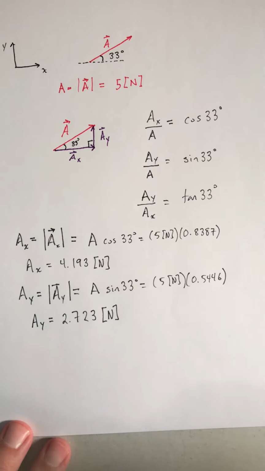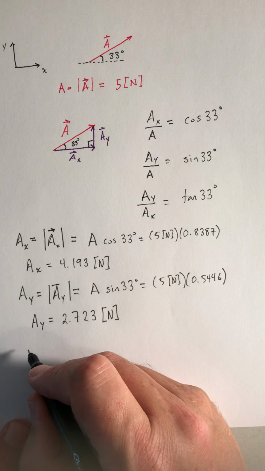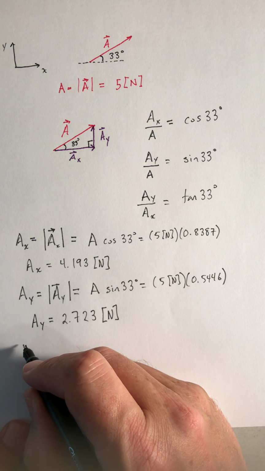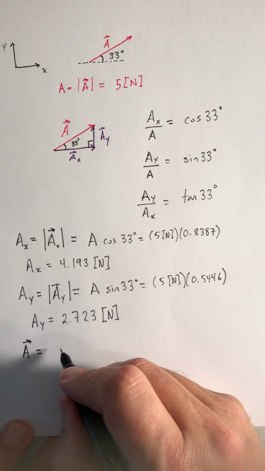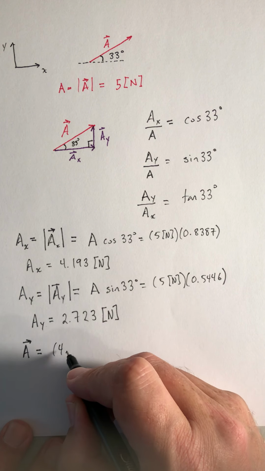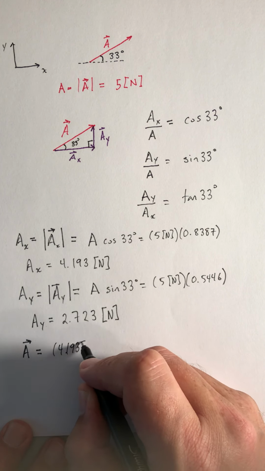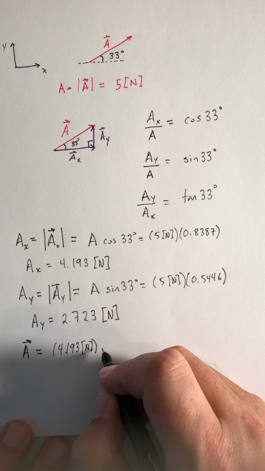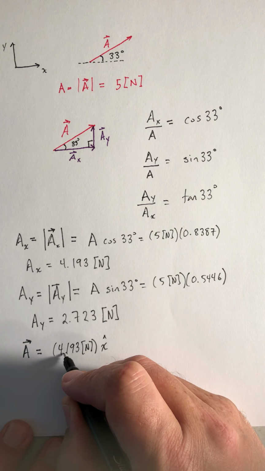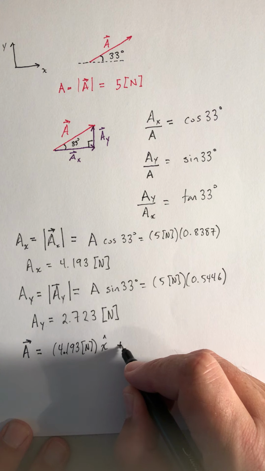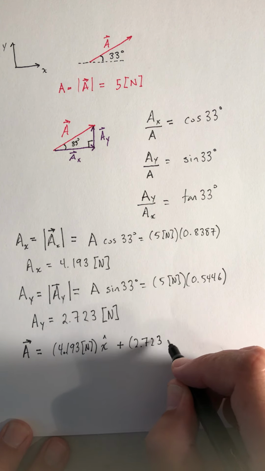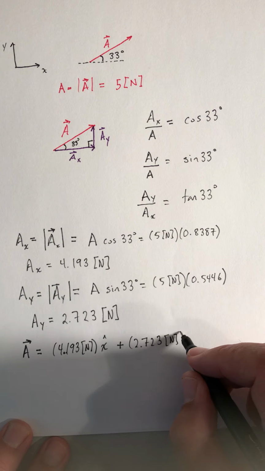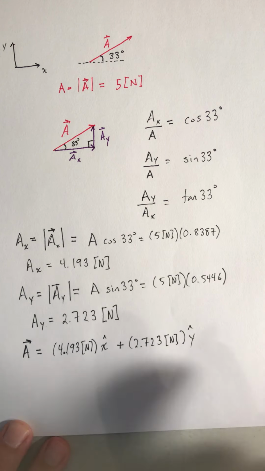So the vector A, we could have in magnitude and direction form, it'd be 5 newtons at 33 degrees above the x-axis, or writing it out in terms of components, we could write that as vector A, 4.193 newtons along the x-axis, plus 2.723 newtons along the y-axis.